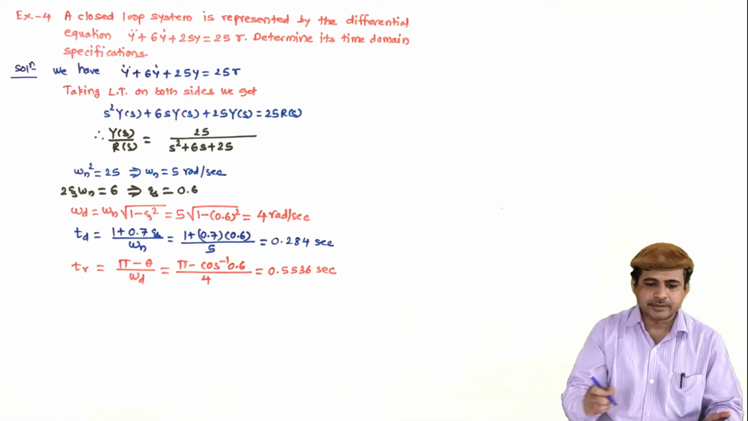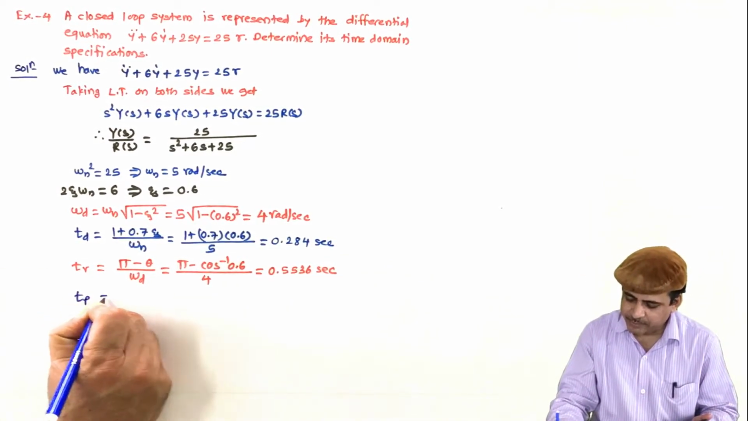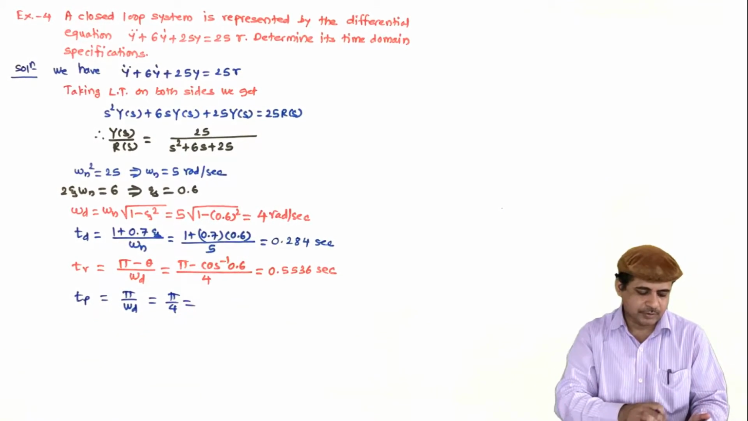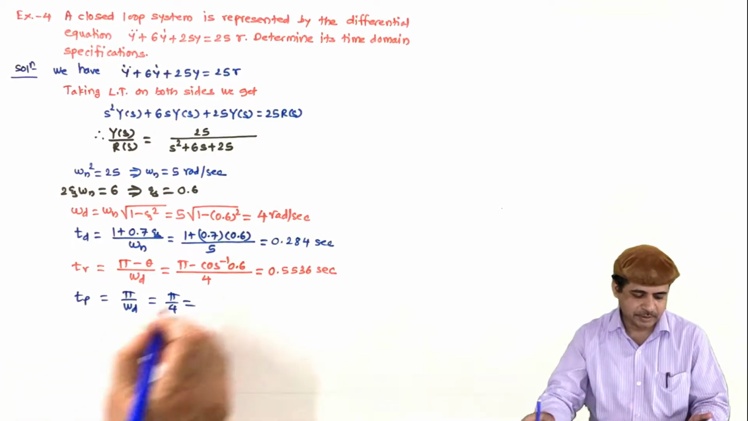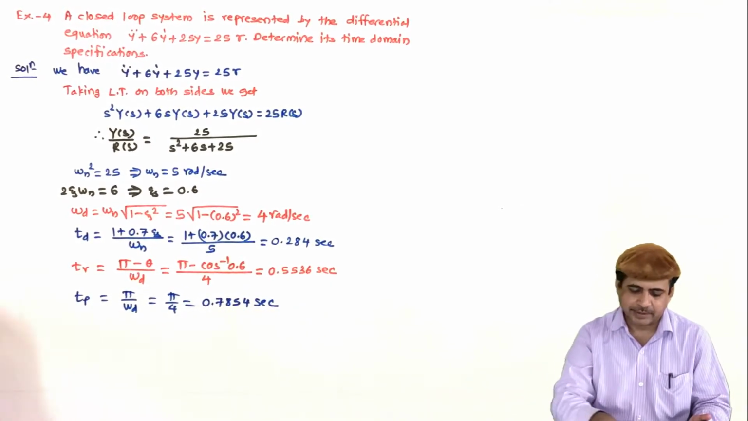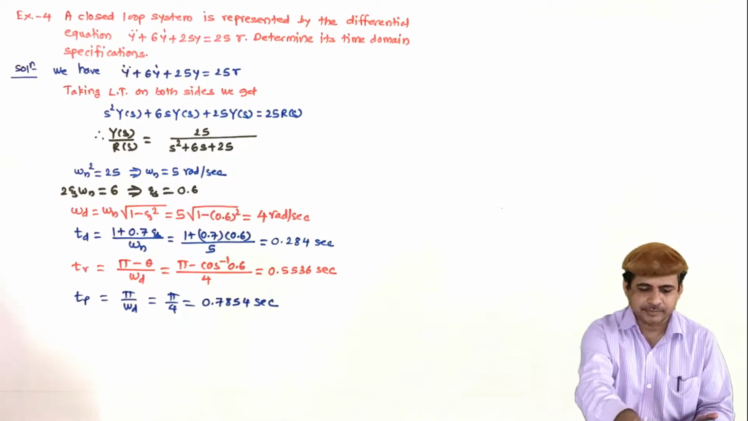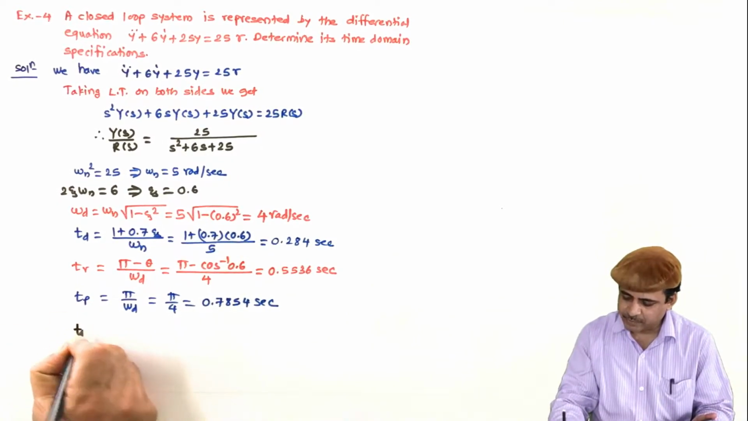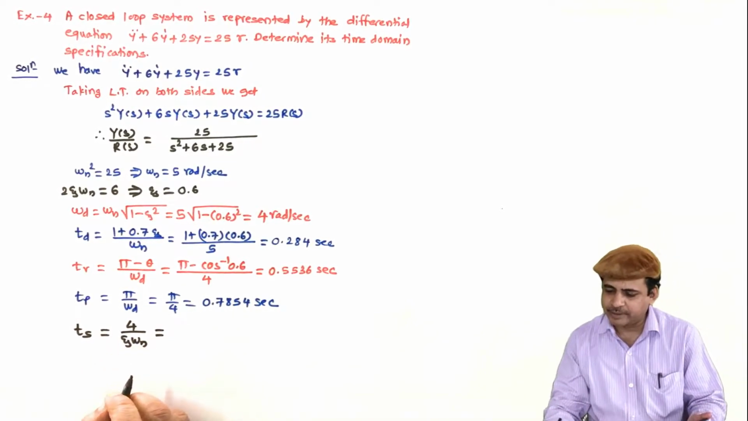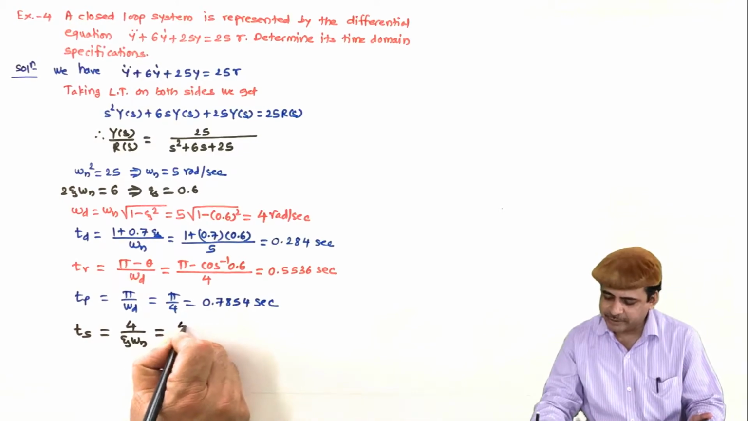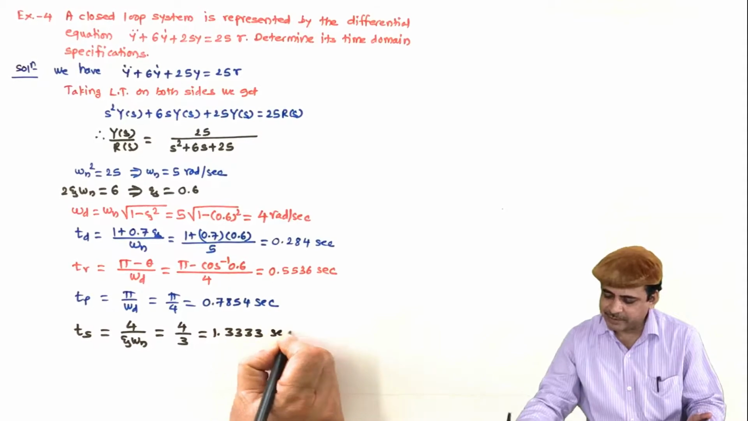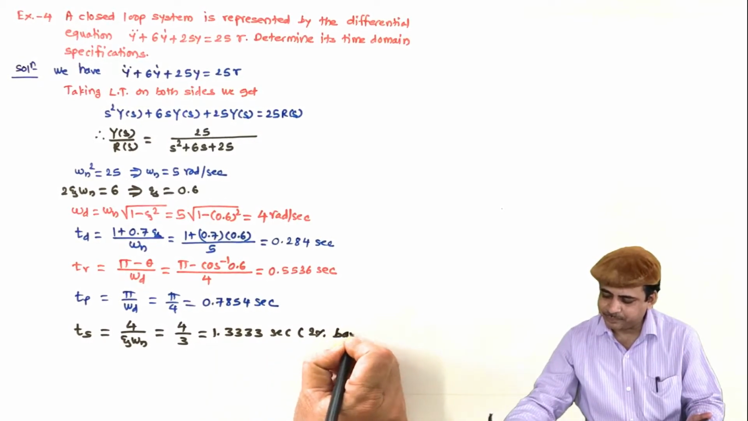seconds. Next is TP. TP is pi by omega d, that is pi by 4. So pi by 4 is 0.7854 second. Next is TS, 2% band. It is 4 upon zeta omega n. 2 zeta omega n is 6, so zeta omega n is 3. So 4 by 3, it is 1.33333 second, and it is for 2% band.